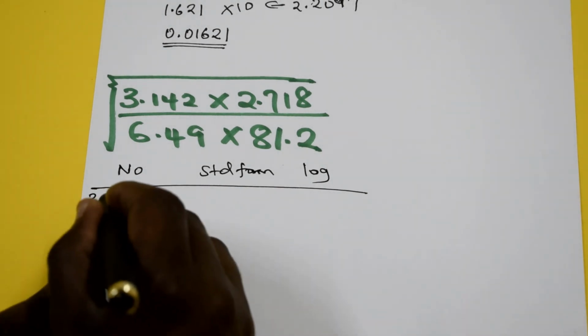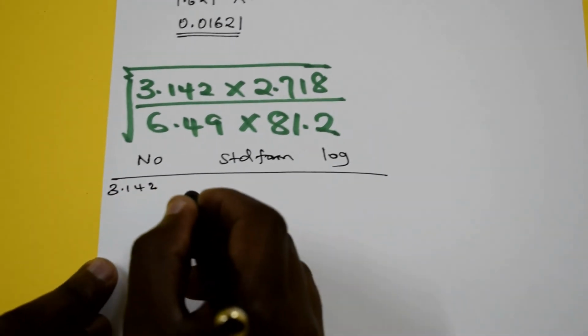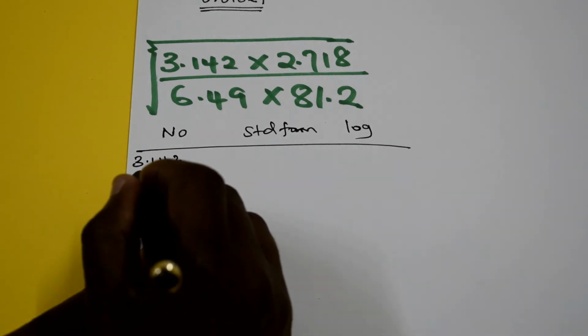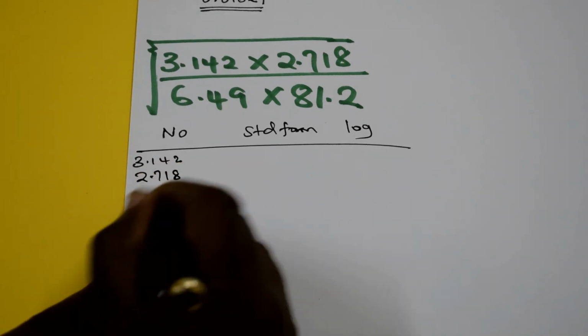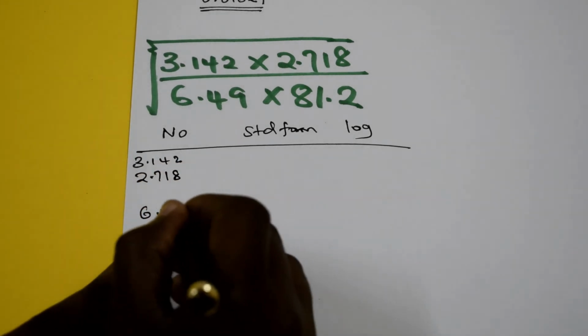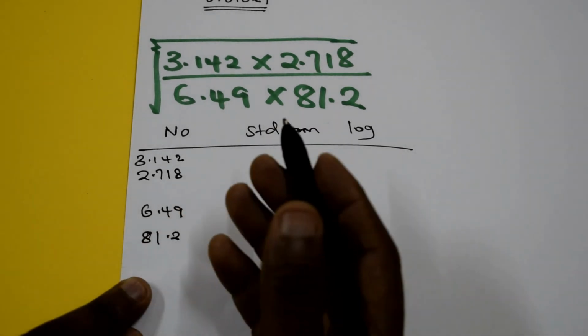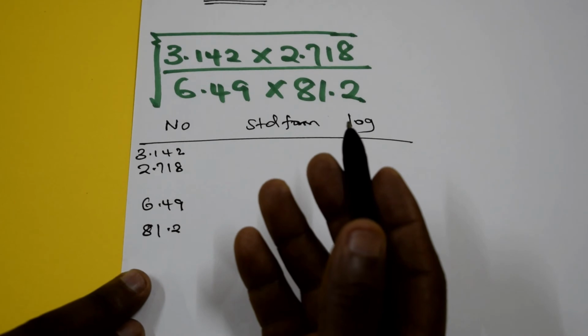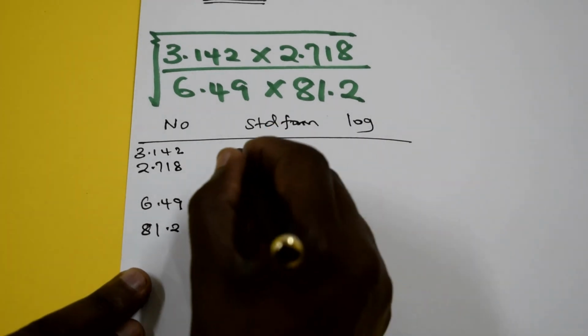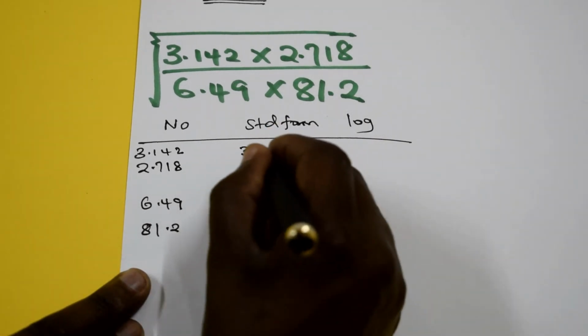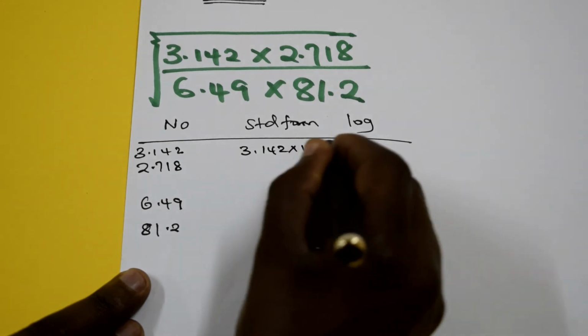So 3.142, 2.718, 6.49, 81.2. So I can just copy because it's the same question; the only thing that has changed is the square root, and I want to reach where the square root is 3.142 times 10 power 0.